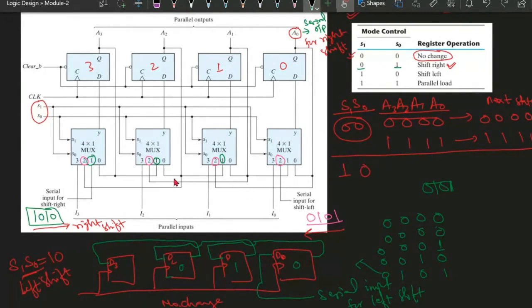So serial output will be taken from where? It will be taken from A3. So A3 will be the one having the serial output. This will be the serial output for left shift. I hope you are getting this.